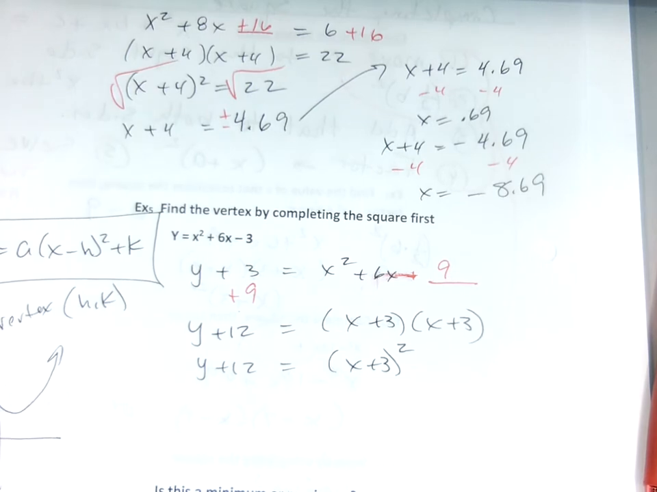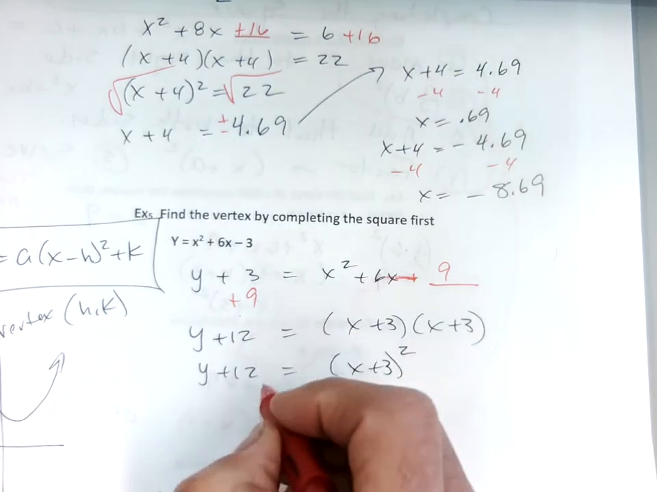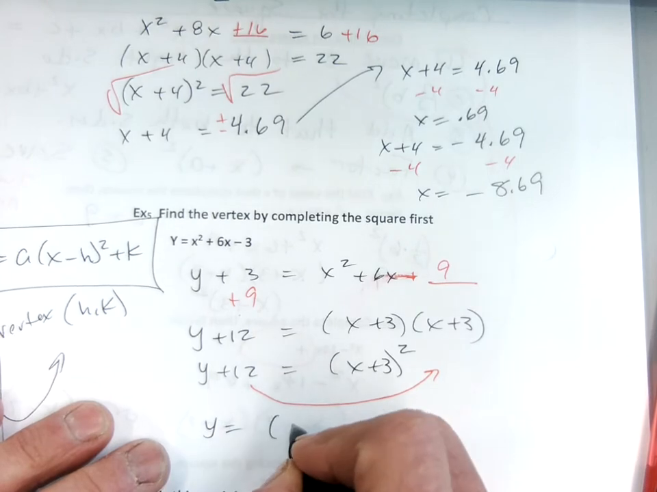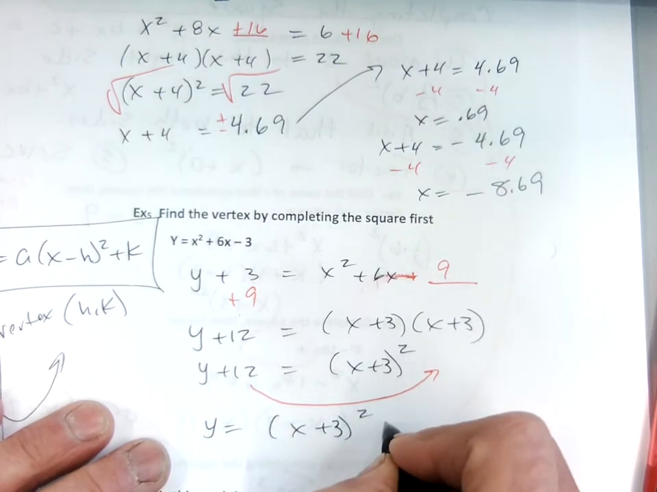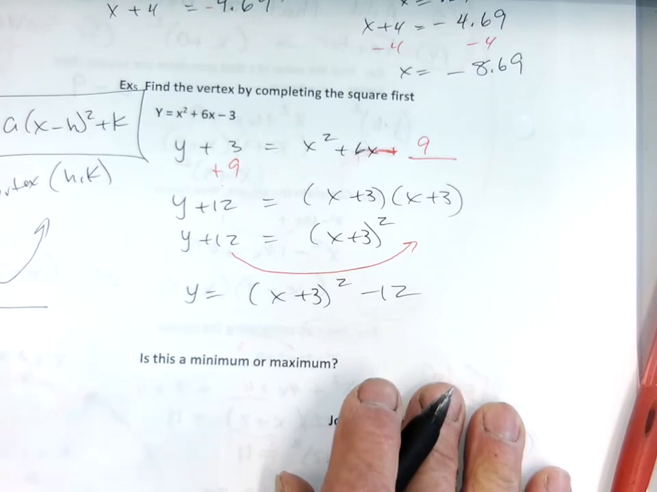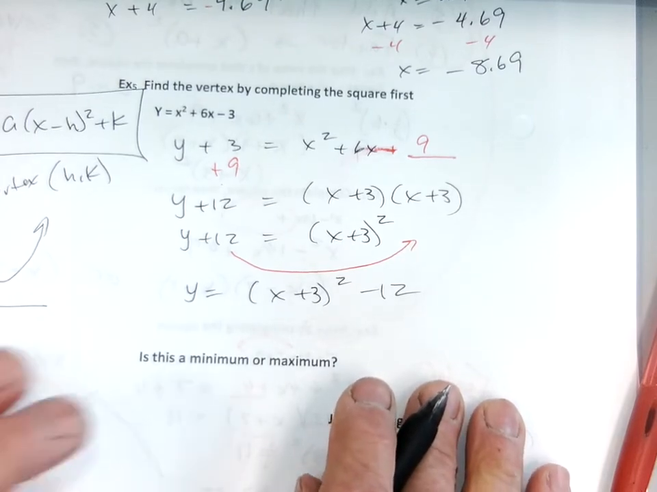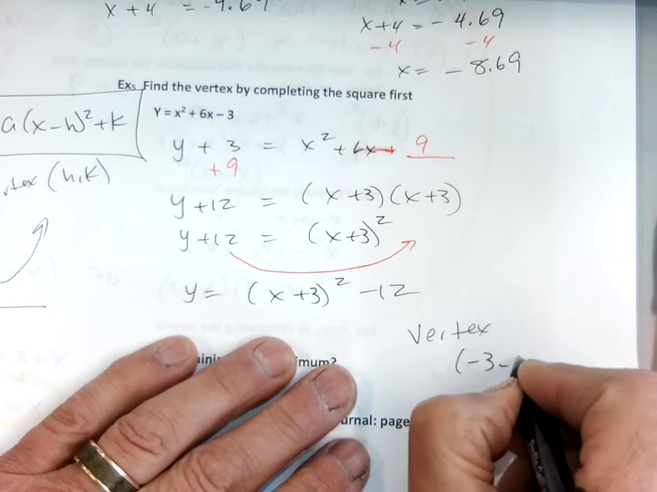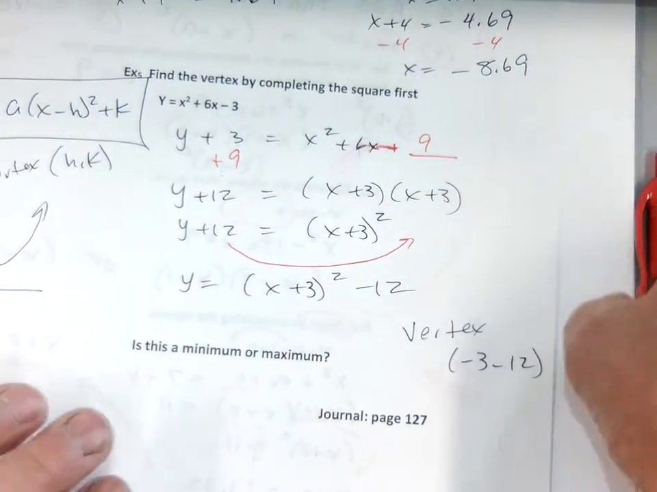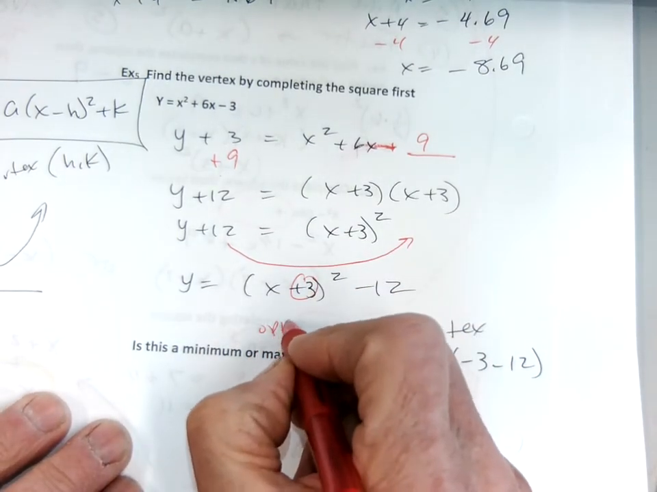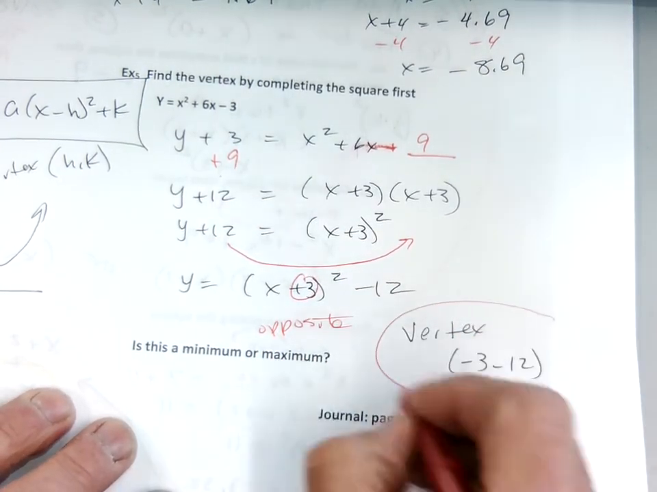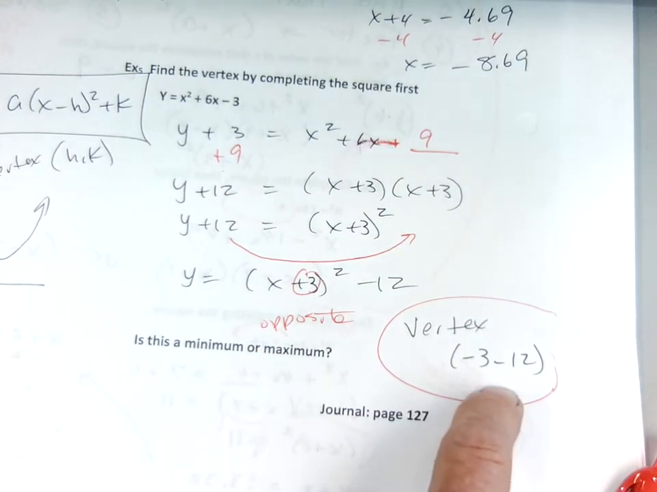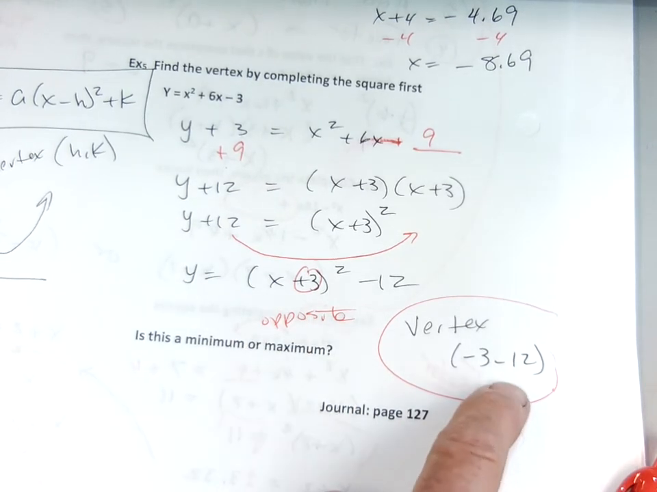And this time, I'm going to bring the 12 back over. I'm going to rewrite it like this. y equals x plus 3 quantity squared minus 12. Now, go back about 2 or 3 weeks. Our vertex of this parabola is at negative 3, negative 12. Remember how we always took the opposite of the inside, remember? So here's our vertex right there. We could graph this. Is this vertex going to be the bottom of a hill or the top? Is that a minimum or a maximum?